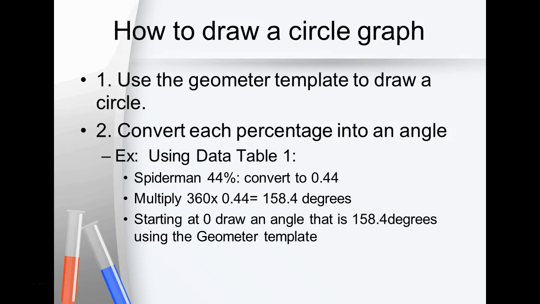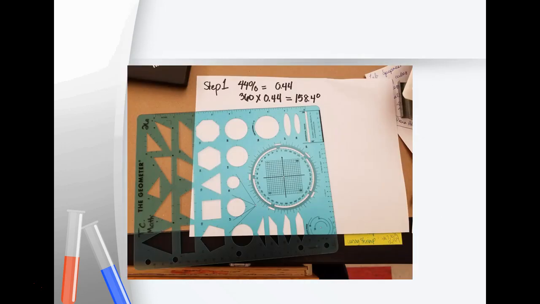You first are going to convert your data, 44%, into 0.44. You can do this for all your percentages. Multiply 360, that's the number of degrees in a circle, by your converted percentage, 0.44. It gives you 158 degrees. You're going to start at 0 and draw an angle that is 158 degrees using the geometer template. The geometer template is on the front table in the front of the room with all the other supplies.